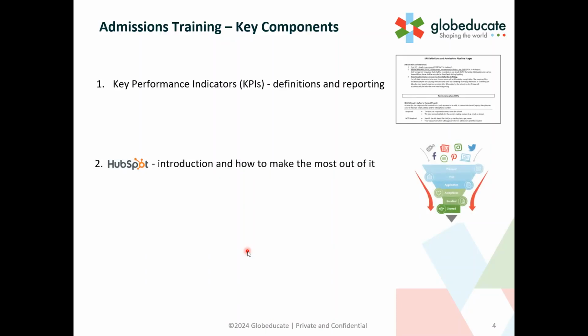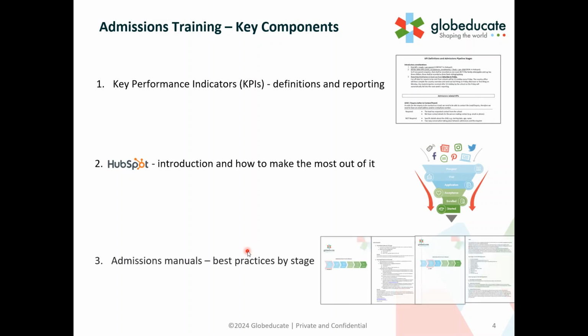Then there is the second part of the training, which is dedicated to HubSpot. HubSpot is our CRM. For those who might not be familiar with this acronym, CRM stands for Customer Relationship Management System. So a CRM is a system that helps us to manage the relationship with our customers, so with our families. We will see how HubSpot works, what are the advantages of using it, and how to make the most out of it.